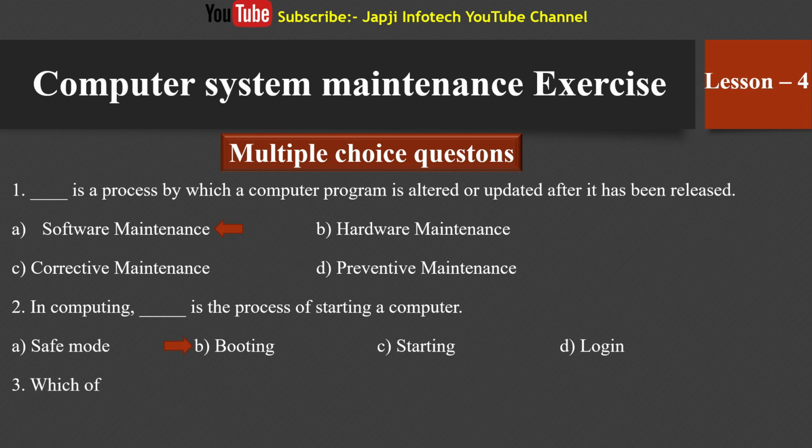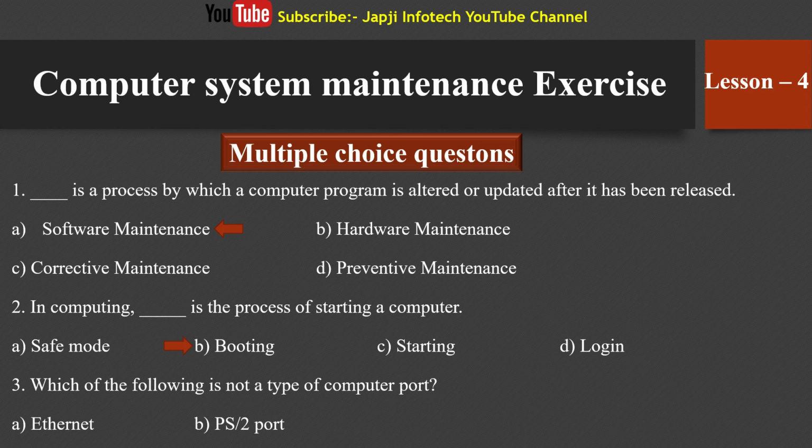So our third question is, which of the following is not a type of computer port? And the options are Ethernet, PS2 port, VGA, and the last one is printer. So the right answer is printer, which is not a type of computer port.